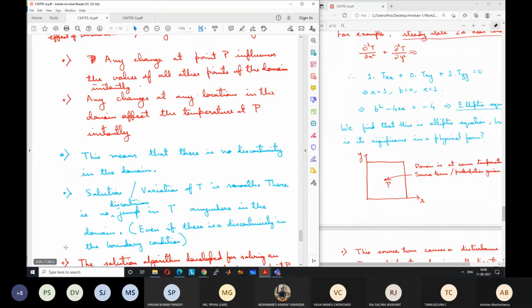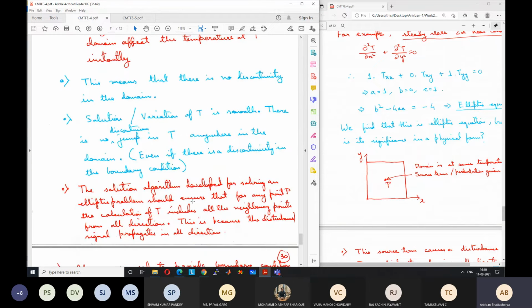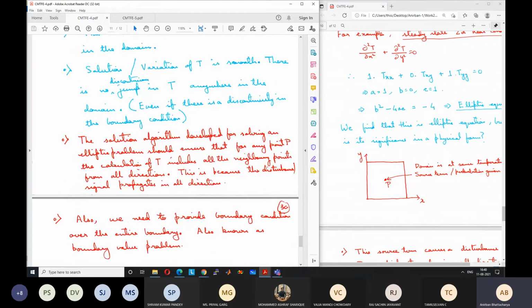So the solution algorithm for solving an elliptic problem should ensure that for any point P, and this is important, what I've written in red here, the calculation of T should include the information from all the neighboring points, from all the directions. Why? Because the disturbance signal propagates in all directions.